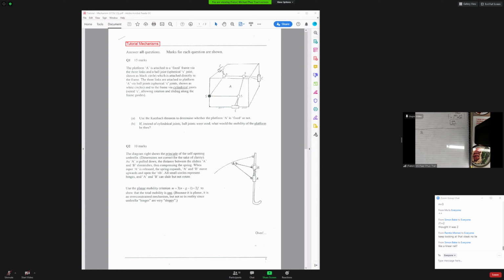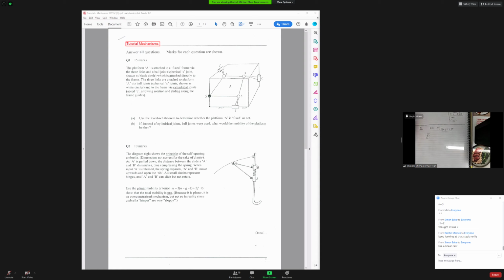It says use the planar mobility criterion M equals 3n minus g minus 1 plus sum of f to show that the total mobility is 1. So the question's asking you to prove M equals 1. You can actually do that using either formula, but it's asking you to do that. So let's do it. So n is J1, J2, and we'll convert that to g and sum of f.